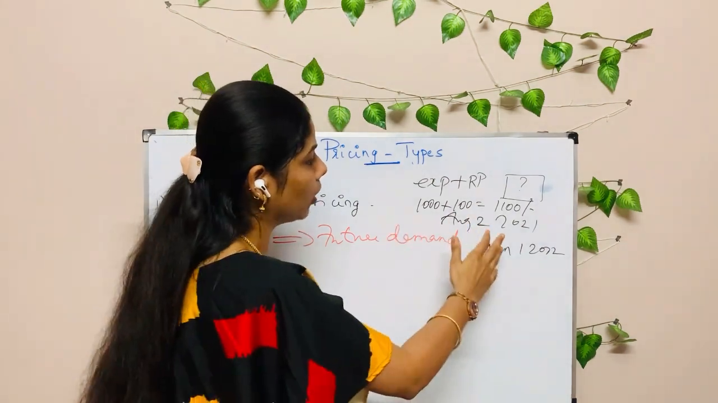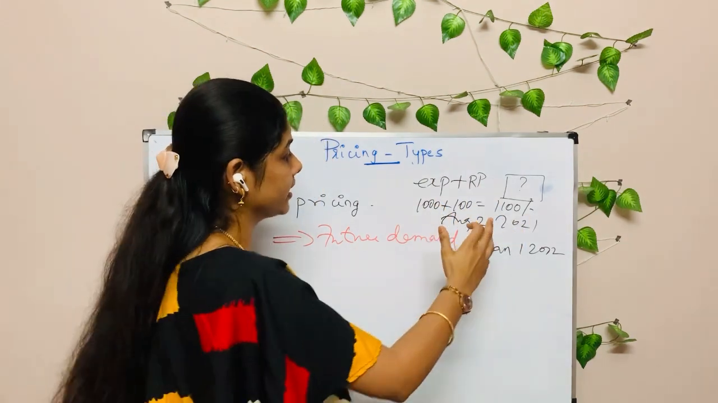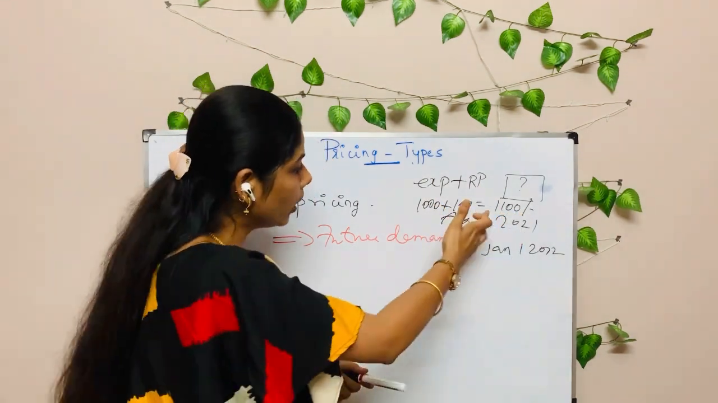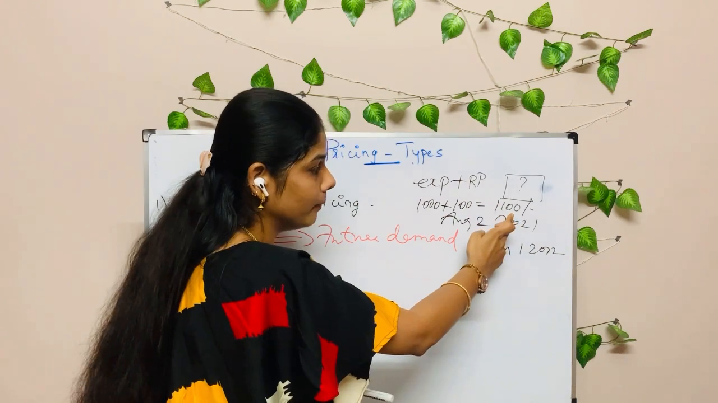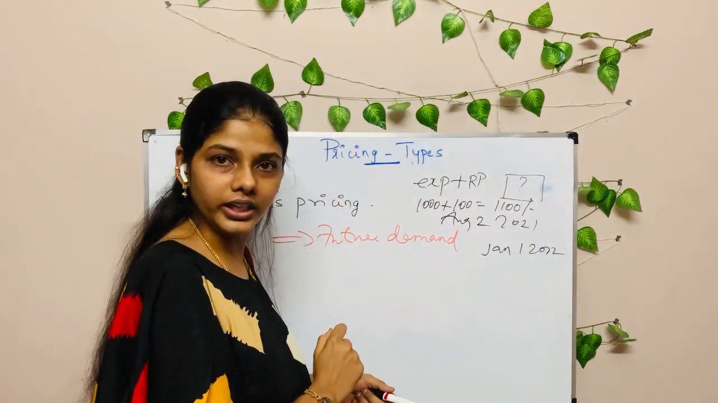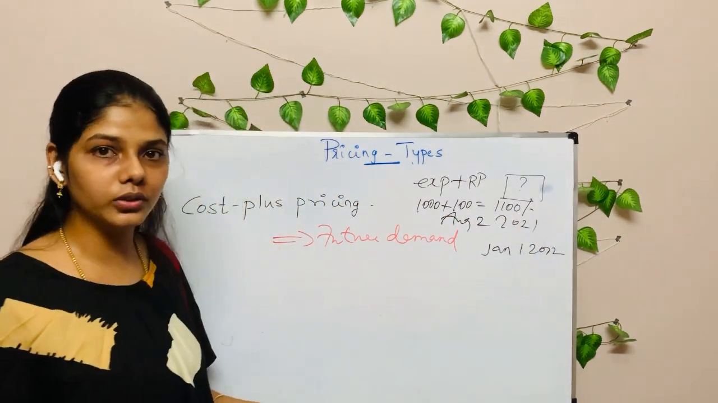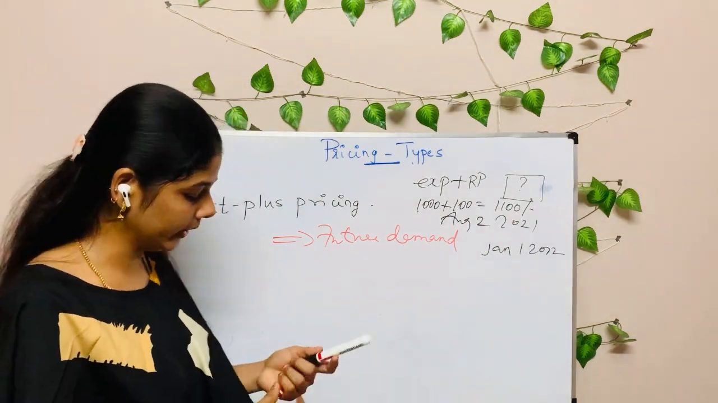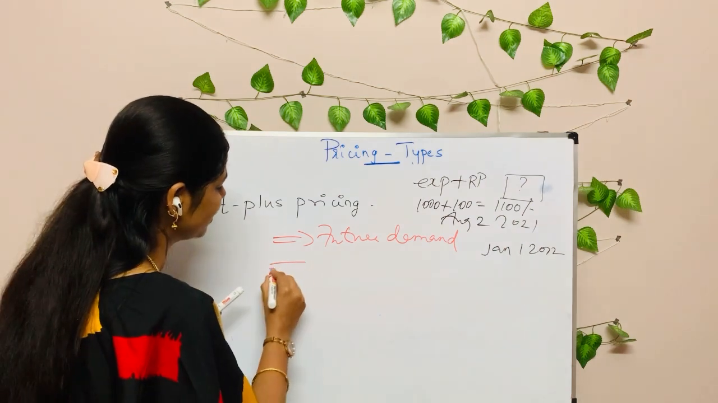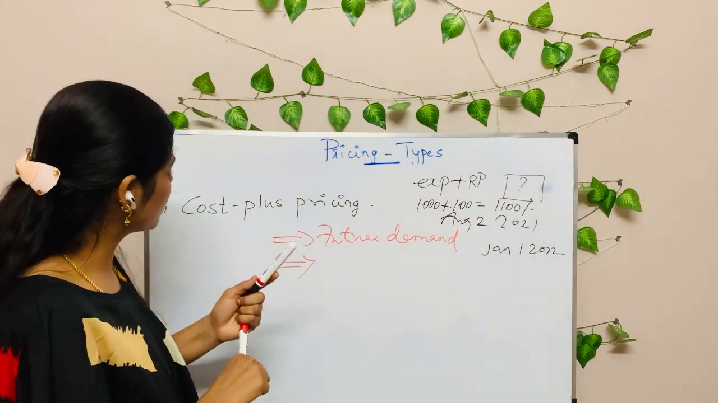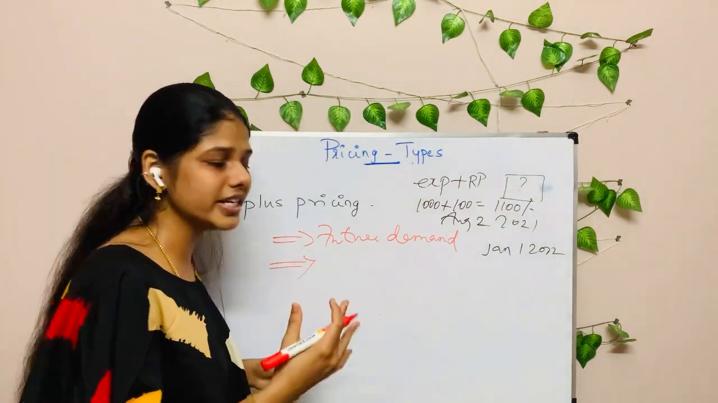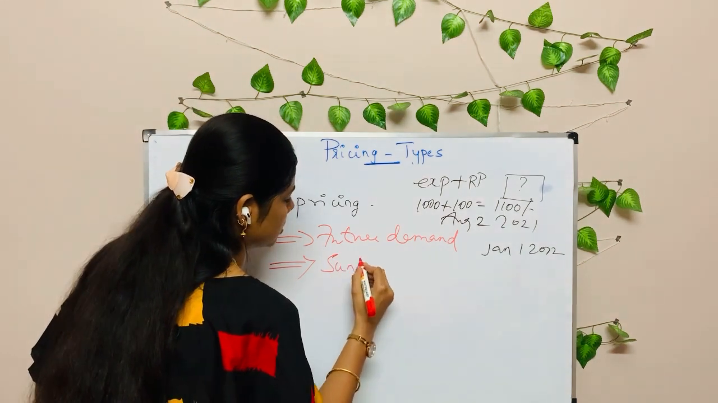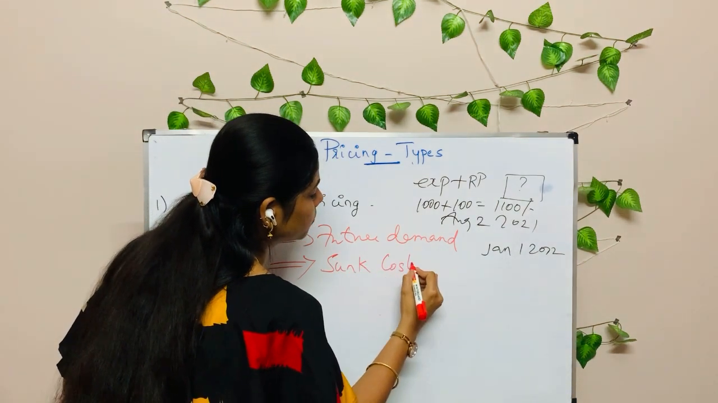So if you fix a price for a product, say 1,100, it will not remain the same throughout the year. The main thing you will face is that you will not be able to meet the future demand. And the second disadvantage is that cost plus pricing concentrates more on the sunk cost.